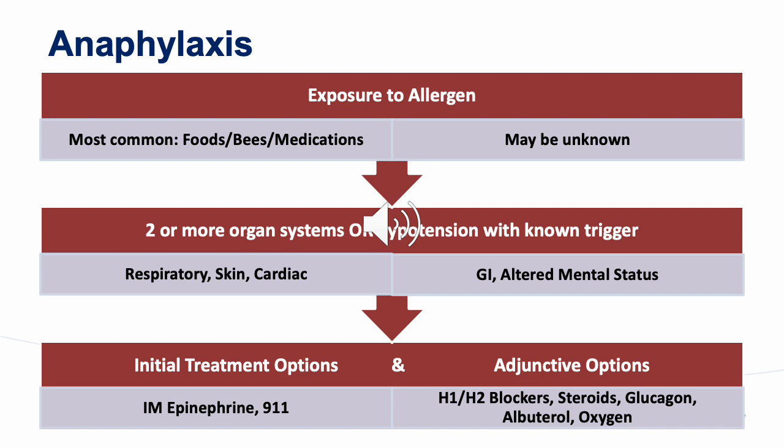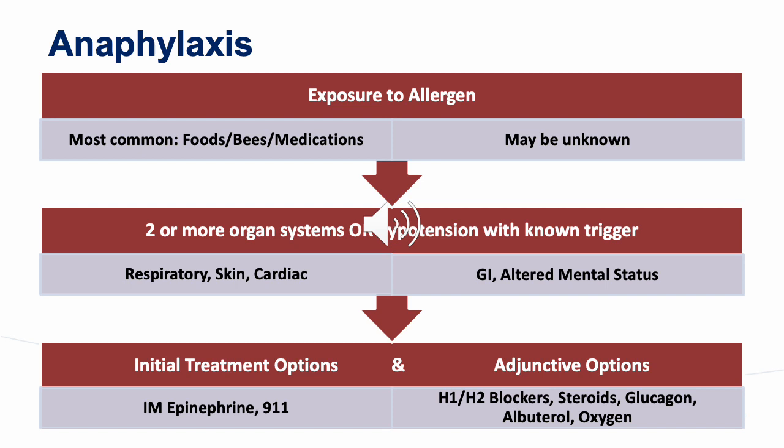Don't forget that GI counts, so people who have nausea and vomiting, that's one we probably don't count enough. Altered mental status, which includes anxiety and confusion, but anxiety is one we don't count as often as we should. So organ systems are really broadly categorized here: respiratory, skin, cardiac, including tachycardia or hypotension, GI, altered mental status, or neuro, all count.